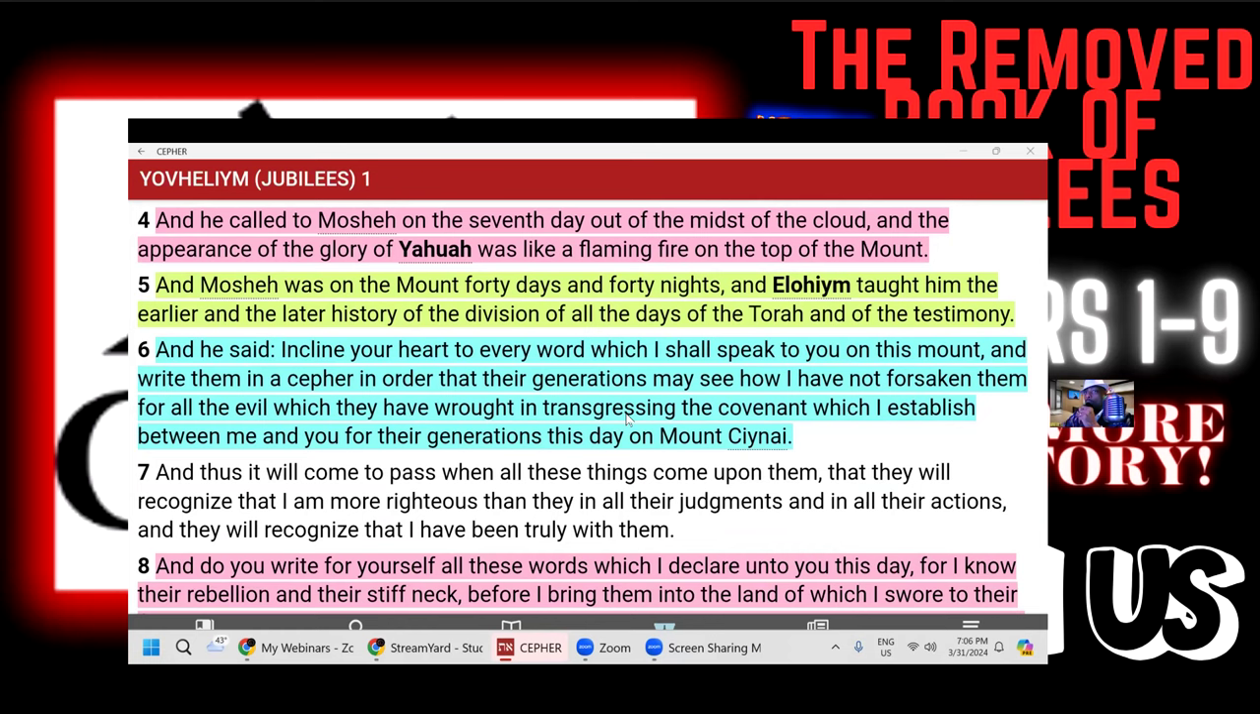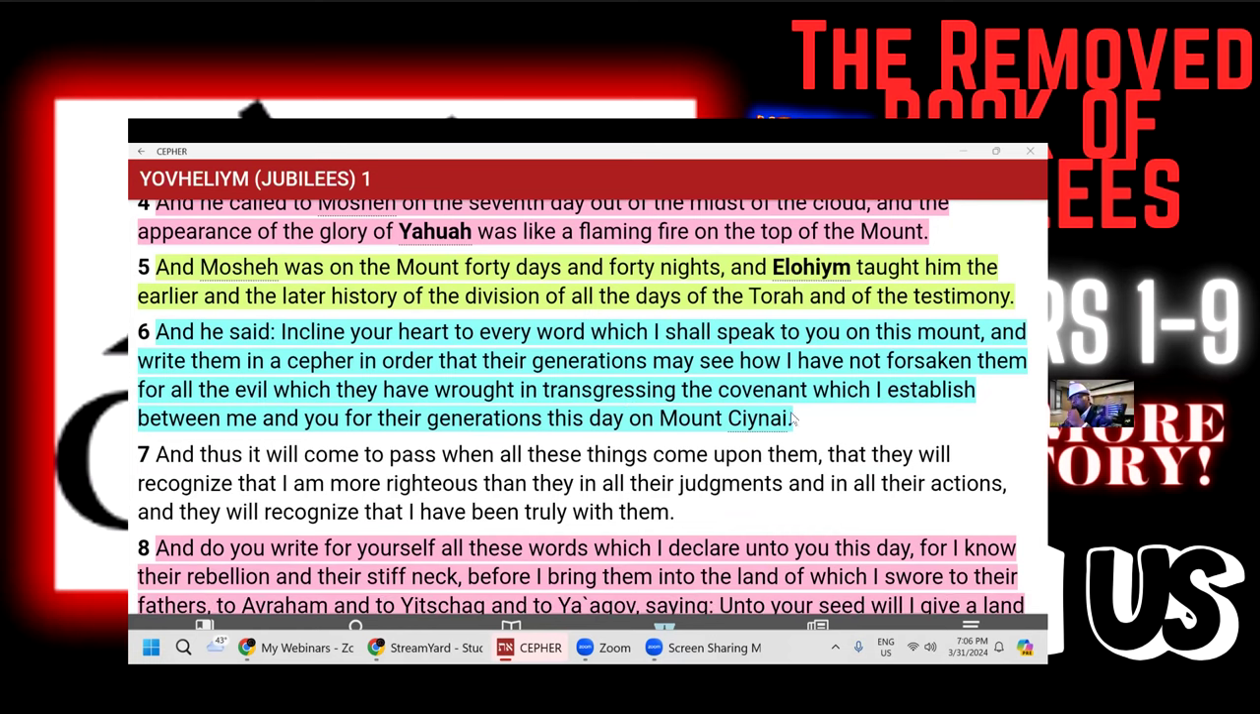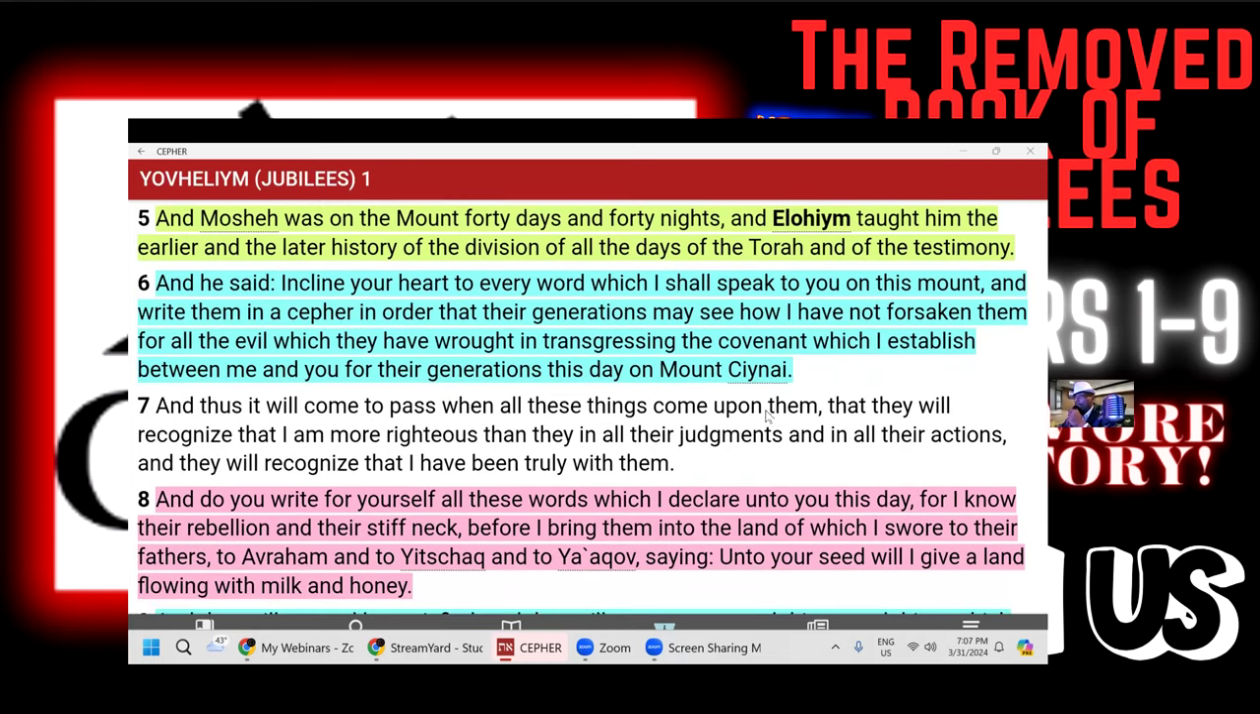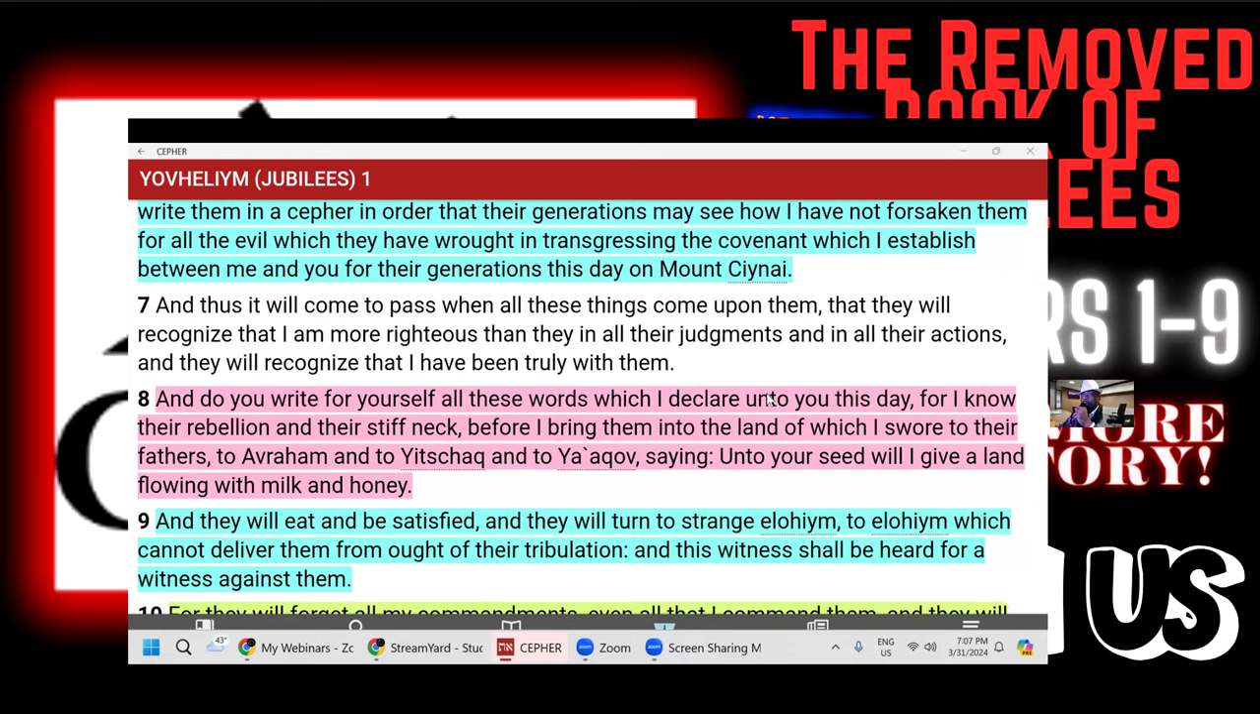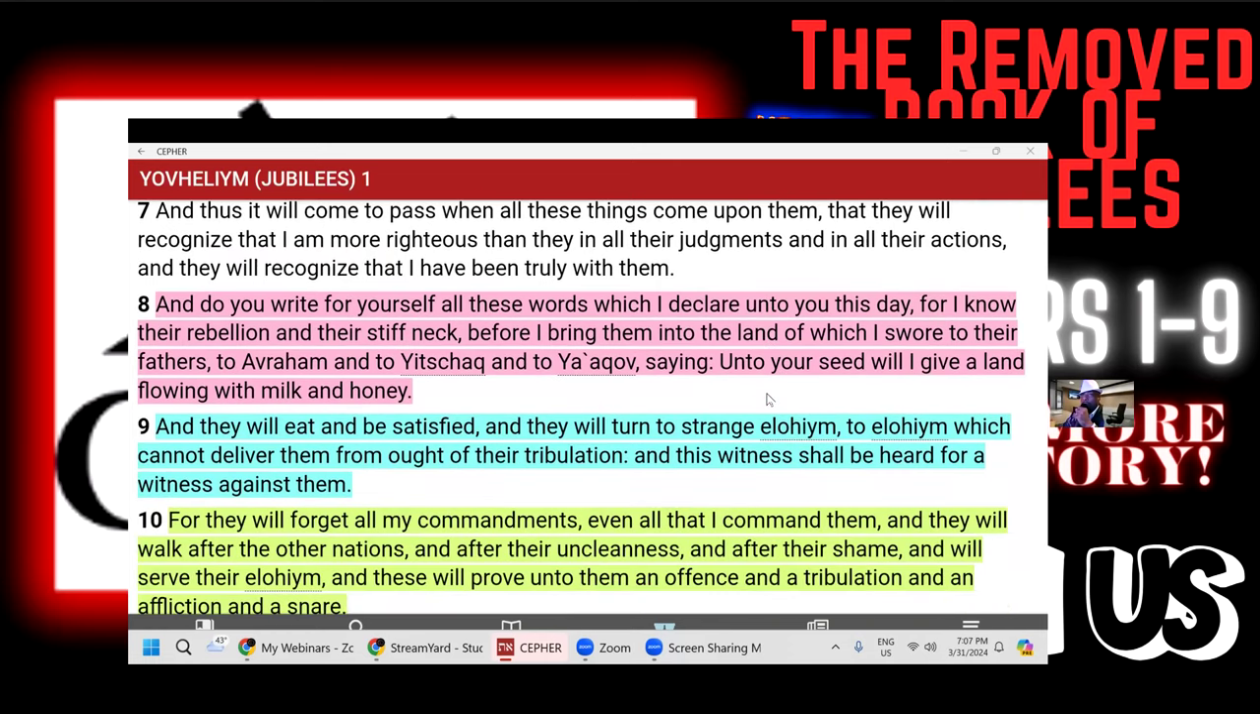Before I bring them into the land of which I swore to their fathers, to Abraham and to Isaac and to Jacob, saying, unto your seed will I give a land flowing with milk and honey. And they will eat and be satisfied, and they will turn to strange gods, Elohim which cannot deliver them from out of their tribulation.